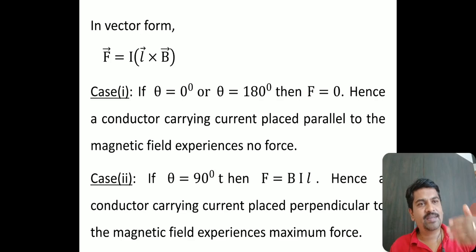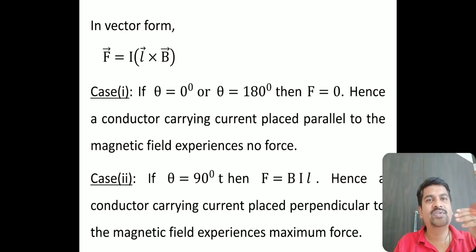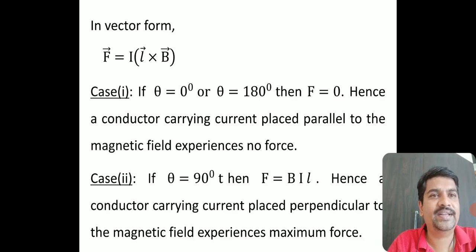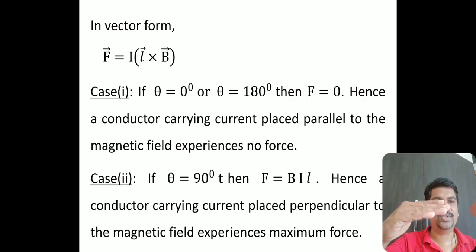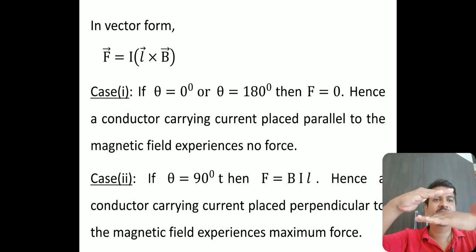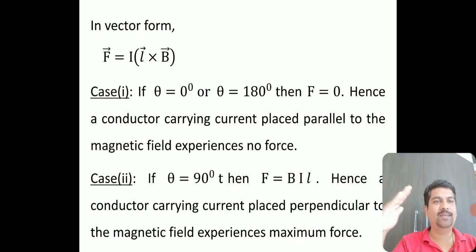So let us discuss some cases here also. If theta is 0 or 180 degrees, what is the meaning? It means it is parallel. The conductor carrying current is parallel to the direction of magnetic field. Then look at the force experienced. There won't be any force. F is 0 because sin 0 is 0. Suppose the conductor is parallel to the magnetic field, it will never experience any magnetic force because sin 0 is 0. So F is 0.